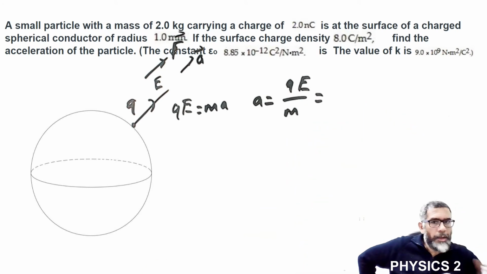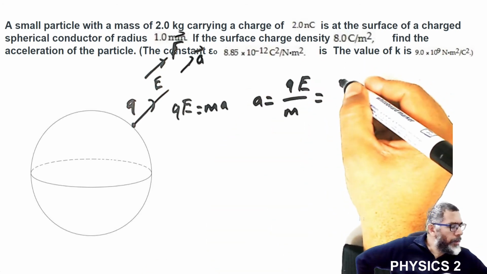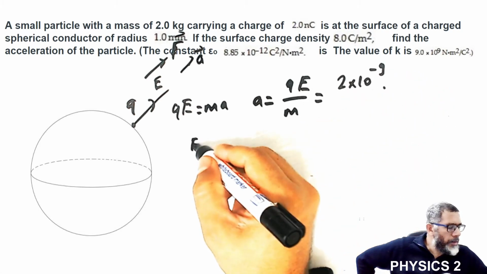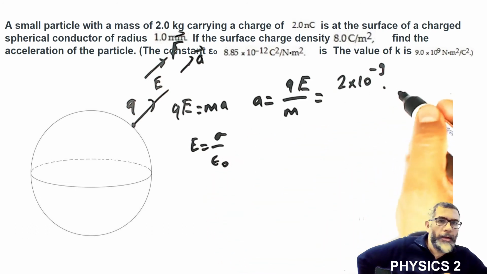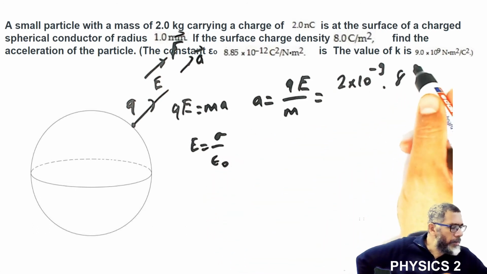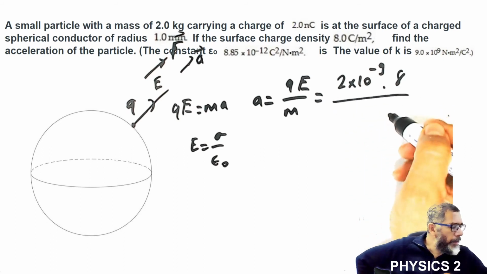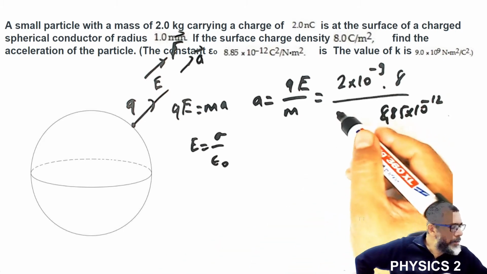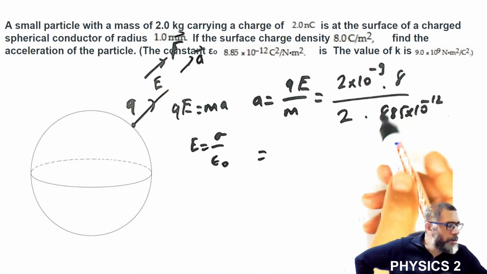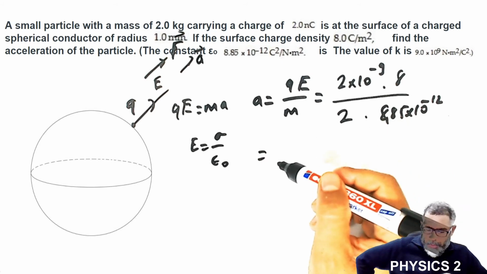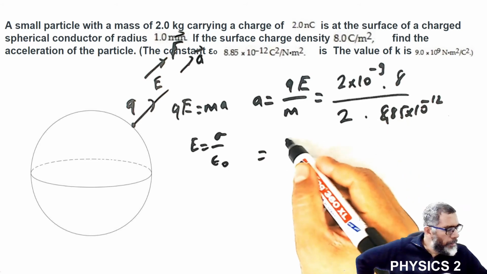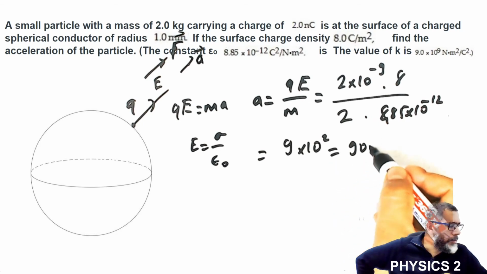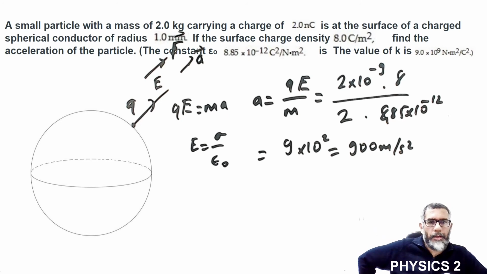Okay. So the charge is 2 nanocoulomb, 2 times 10 to minus 9. The electric field is just sigma divided by epsilon 0, right? Sigma, the surface charge density, 8 coulomb per meter square, divided by 8.85 times 10 to minus 12. And the mass is 2 kilograms. So all you need to do is to calculate this quantity. It is going to be like 9 times 10 to 2, if I'm not wrong, which is 900 meter per second square, since this is acceleration.